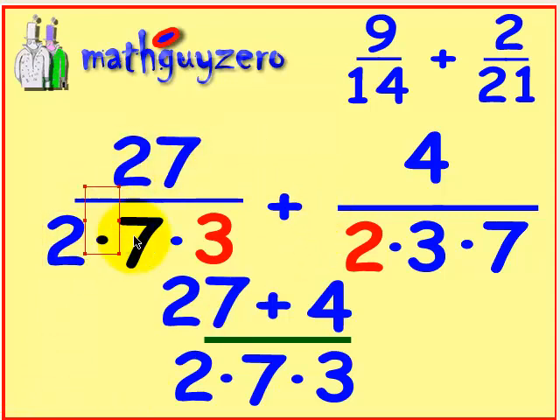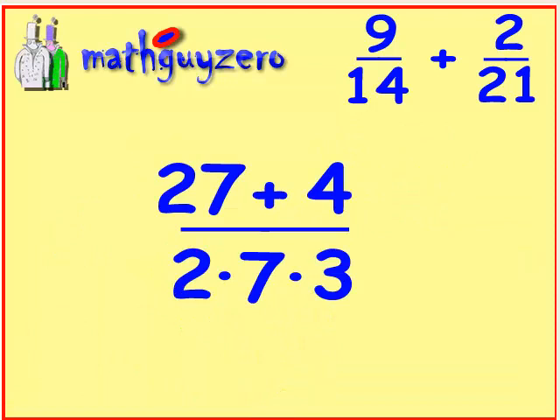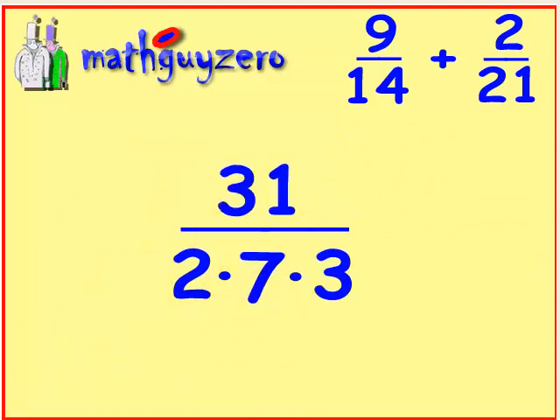Right? I have the common denominator. Order does not matter in multiplication, right? 2 times 7 times 3 is going to be the same as 2 times 3 times 7. Use your calculator if you don't trust me. So now we have just the numerators being added over the common denominator. I need some working room here. It's a mess. So 27 plus 4 is 31.